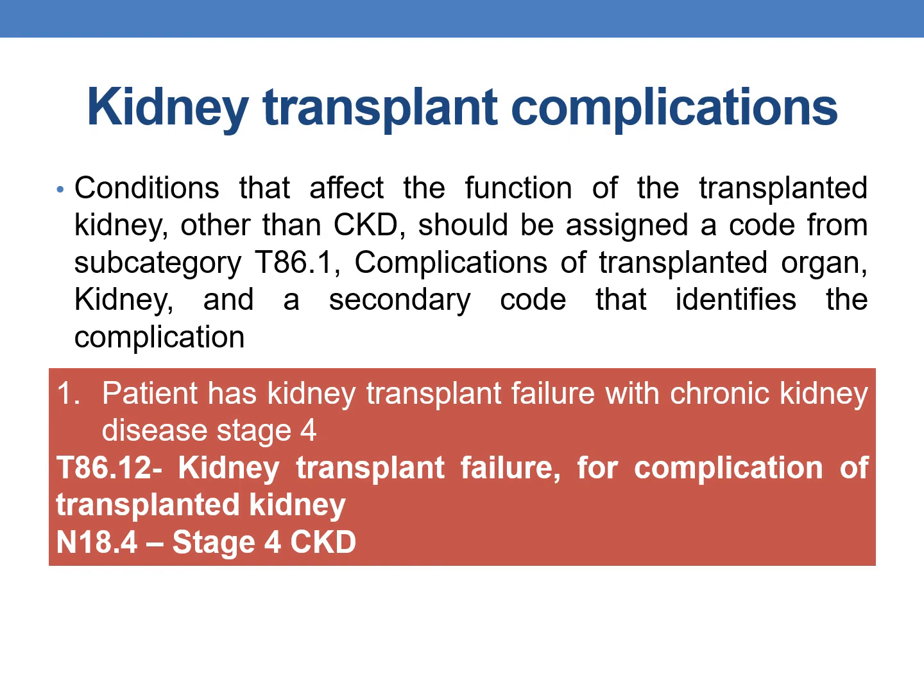Conditions that affect the function of the transplanted kidney other than CKD should be assigned a code from category T86.1, complications of transplanted organ, kidney, and a secondary code that identifies the complication. Let us see an example here. The patient has kidney transplant failure with chronic kidney disease. Here the transplant failure is a transplant complication. Hence you have to use a T code. T86.12, kidney transplant failure for complications of transplanted kidney, followed by N18.4, that is the stage of CKD.